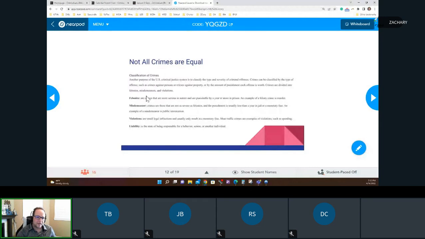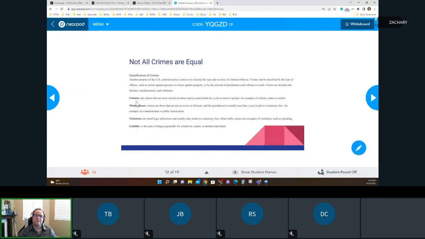But they have severities, right, of what we're looking at. So the classification of crimes. Another purpose of the U.S. criminal justice system is to classify the severity of the criminal offense. Crimes can be classified by their type of offense, such as crimes against a person or crimes against property, or by the amount of punishment each offense is worth. Okay. Crimes are divided into felonies, misdemeanors, and violations, and also liability.